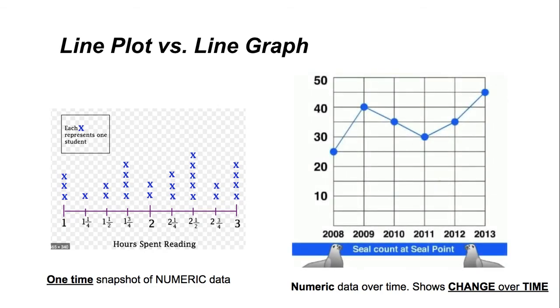The line graph, on the other hand, is showing numeric data over time. We're looking for a change over time. And this graph is showing the seal count at seal point over a period of years. So in 2008, there were 25 seals. You can see there was a decrease between 2009 and 2011 as the seal count went down. But then it increased again up to 45 seals in 2013. So the line graph is showing how the population is increasing, going up, or decreasing, going down.